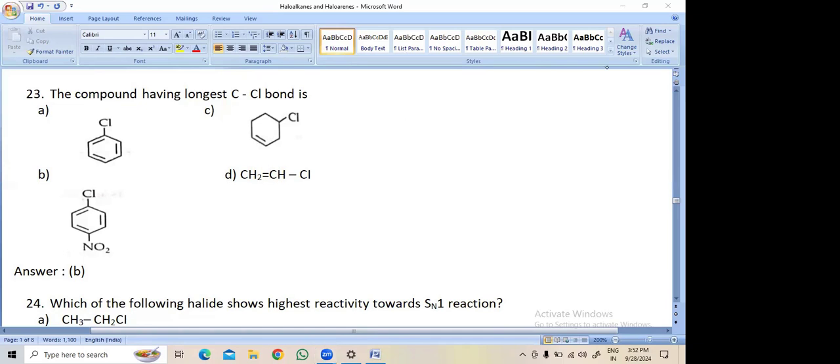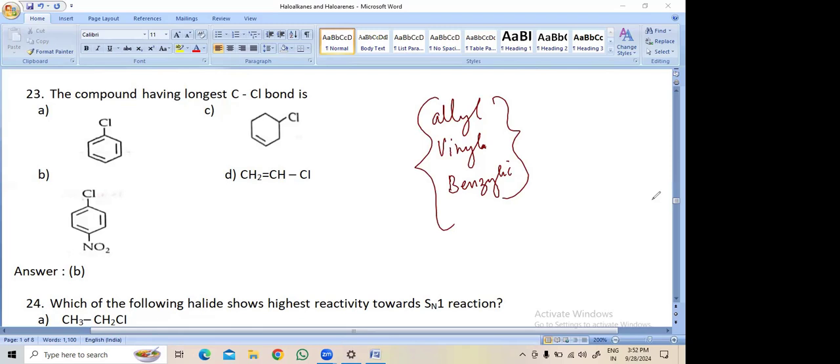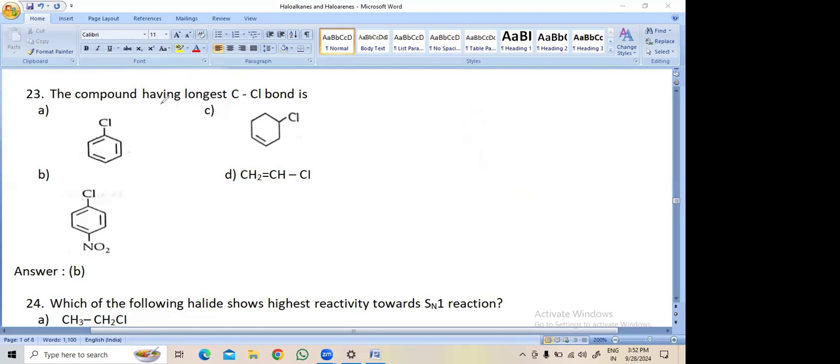You should study these terms: allyl halides, vinyl halides, benzylic halides. These are very important terms, please study them. Now here they have asked which is the longest C–Cl bond. So these are the four options.